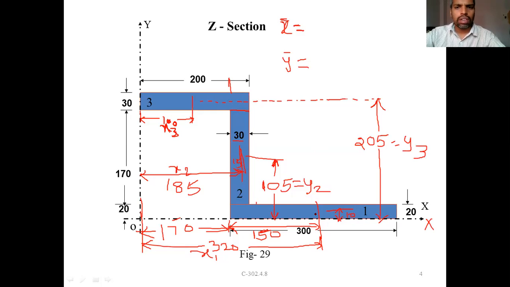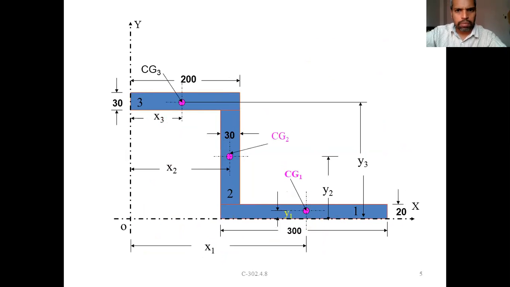Right, now you got the x1, x2, x3, y1, y2, y3. Now you calculate the x bar and y bar. Very important. First step, x bar and y bar calculation. Now let us see x bar and this. So this is the centroid of first figure, centroid of second figure, centroid of third figure, right?